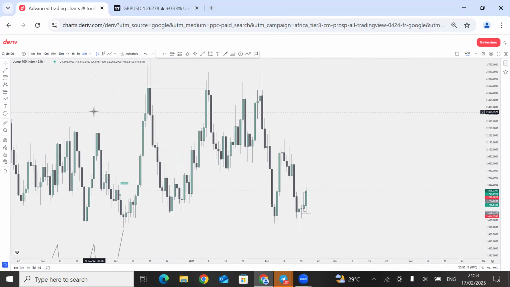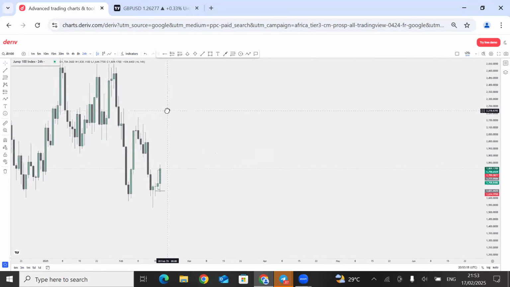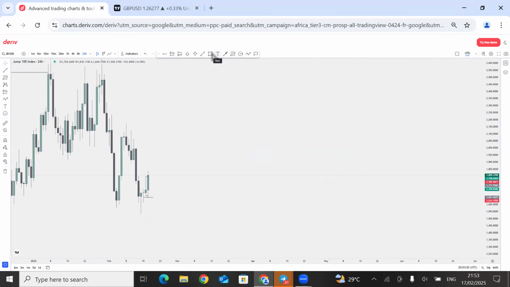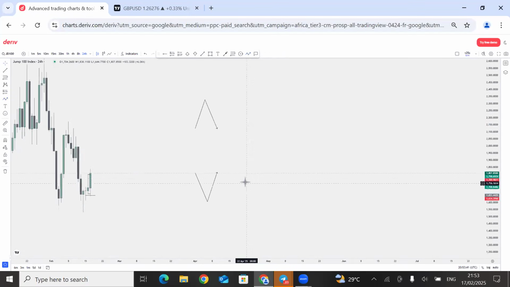So what are key levels? When we talk of key levels, we mean stuff like this. There are types of key levels. Let's go through them. We have the A-shaped key level and we have the V-shaped key level. Here's a V-shaped key level. Then we have other key levels like this.